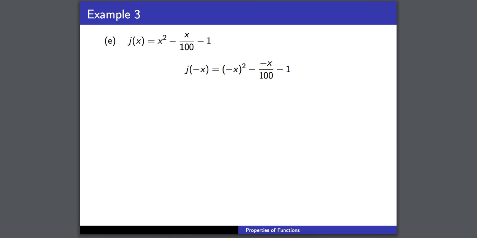If we replace x with negative x, here, negative x in parentheses squared, negative x times negative x, is going to give us positive x squared. Negative x over 100 is positive x over 100, and then minus 1. And this expression is not the opposite of this expression, nor is it equal to it. This one's neither odd nor even.